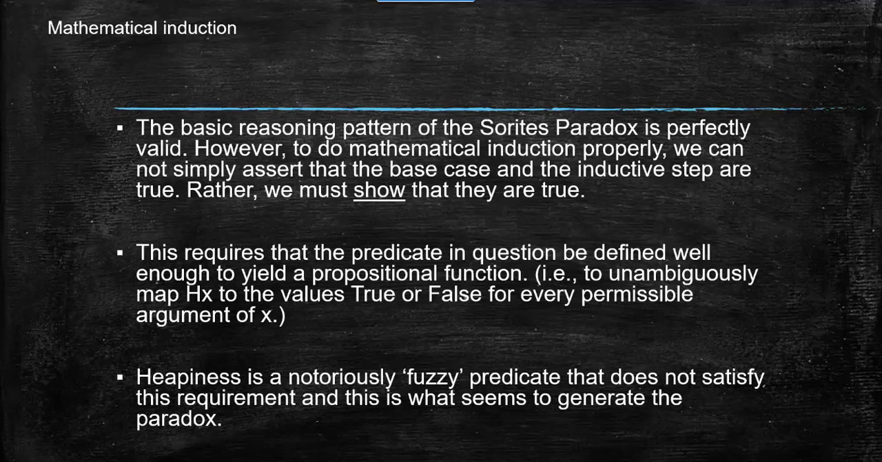Heapiness is a notoriously fuzzy predicate that does not satisfy this requirement, and this is what seems to generate the paradox. What I mean by this is that if you were actually to try to make a heap of sand by adding 1 grain at a time, at some point you will have a collection of grains of sand, and it just won't be clear to you whether it's a heap or not. It's a fuzzy predicate because it has this gray area and no clean, bright line between heapiness and non-heapiness.